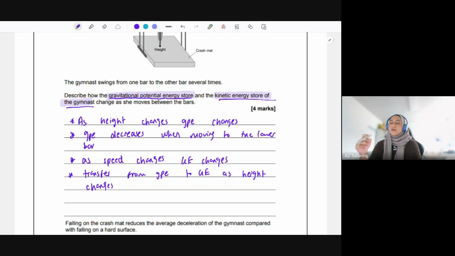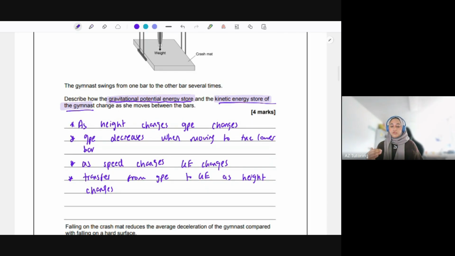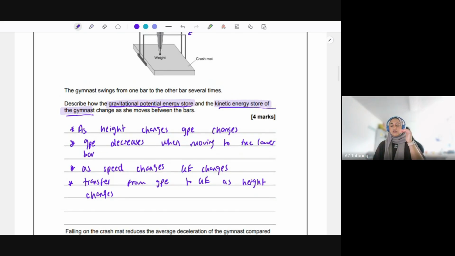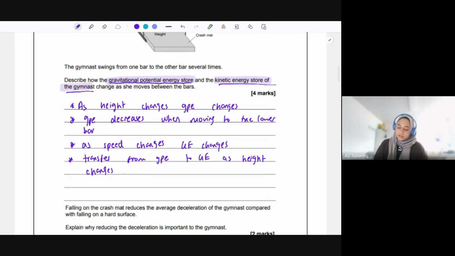So transfer from gravitational potential energy to kinetic energy as height changes. What we're talking about here is conservation of energy. So energy before all equals energy after. She has to have got the kinetic energy from somewhere. Because the gravitational potential energy is decreasing and the kinetic energy is increasing, you've still kept that constant energy. So that's what this is referring to. You can say, in other words as well, the sum of kinetic energy and gravitational potential energy is constant.